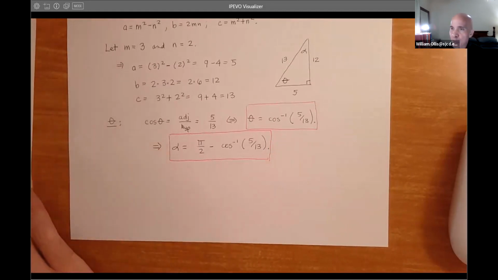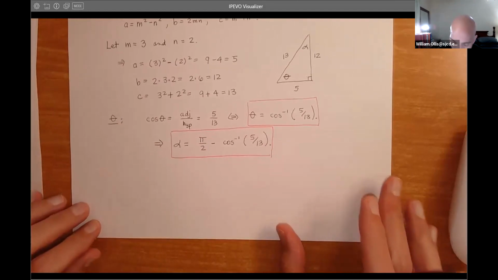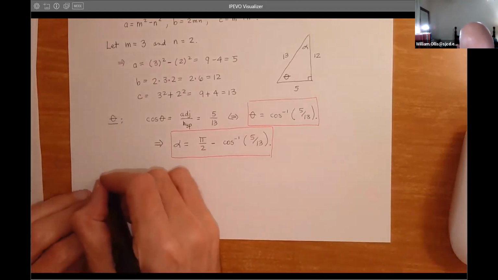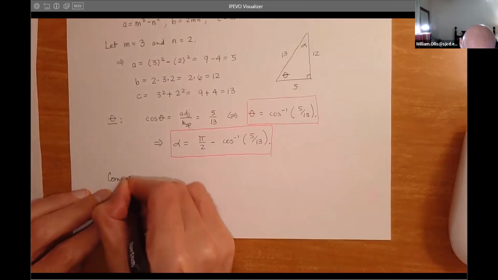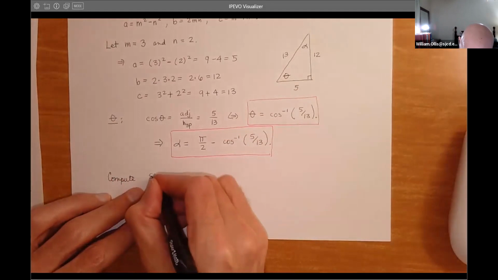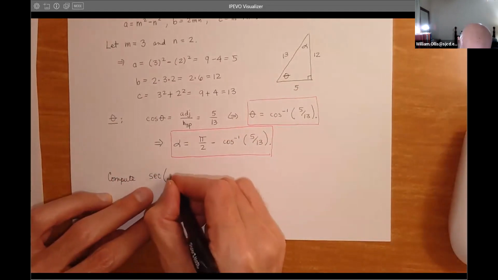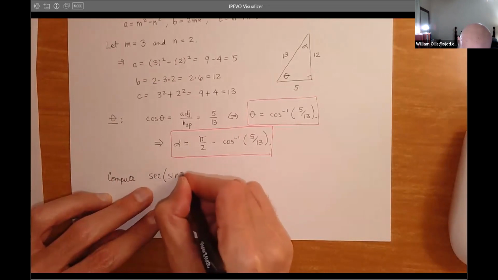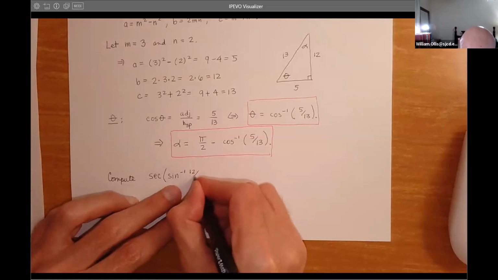and I just made this problem up, but it actually is working to my advantage. So now we can say the following: compute the following. With what we've done here, I want to show you that it's actually very helpful. We want the secant of the inverse sine of 12 over 13.